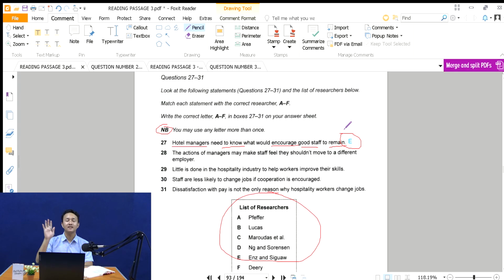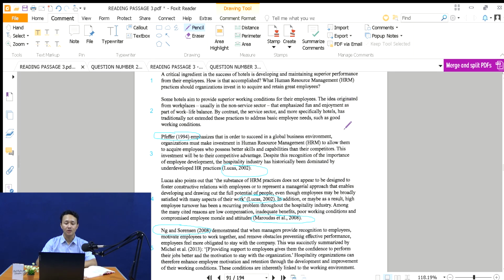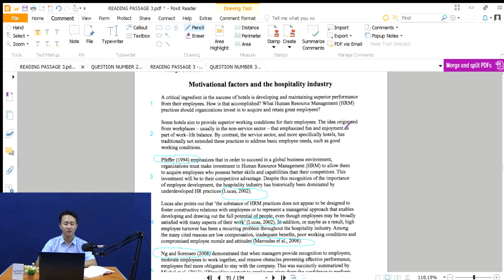Step number 5, after you have highlighted and understood what you have to find, is to go to the reading and focus on them. Try to find the information that you should find. Use the keywords, but because you have highlighted the options right here, do not read the paragraphs that you did not highlight. For example, in here you will see that paragraph 1 and paragraph 2 have no mention of the researchers, so it means that you have to skip them.